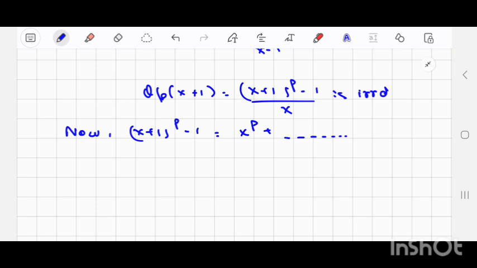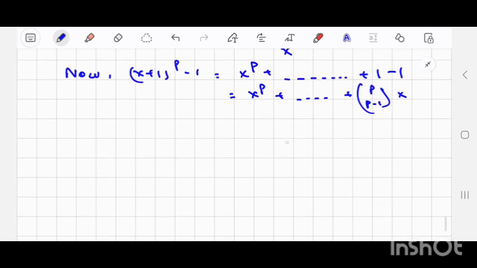This is a simple binomial expansion, which is valid because we are working in commutative rings. Plus we have 1 here minus 1. So this is x to the power p plus things. Lastly here we would have p choose p minus 1. Am I doing this correctly? This is what we will have. So x plus 1 to the power p minus 1 by x would be x to the power p minus 1, and so on and so forth, till p choose p minus 1, which is just p.